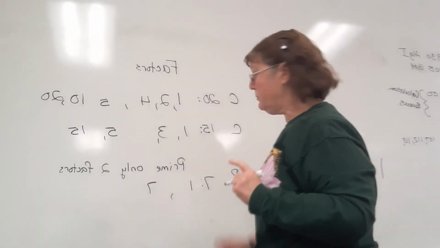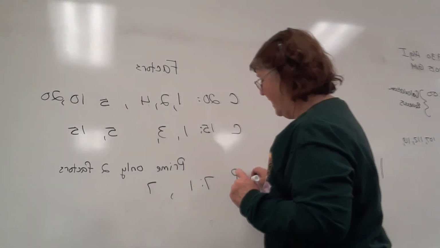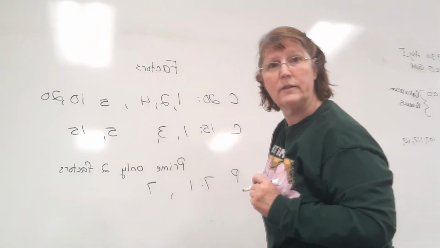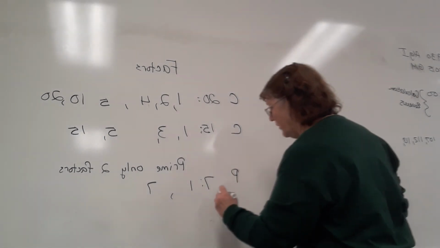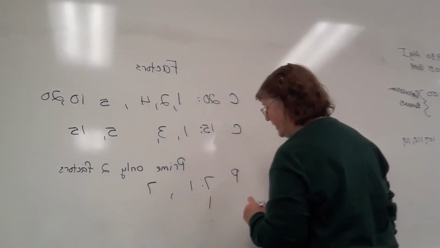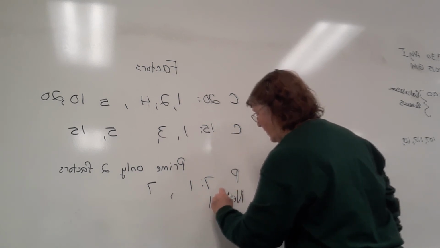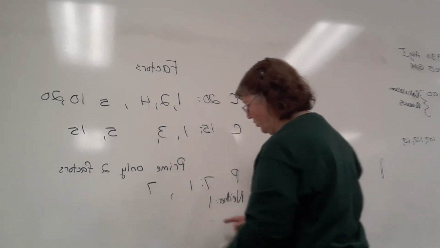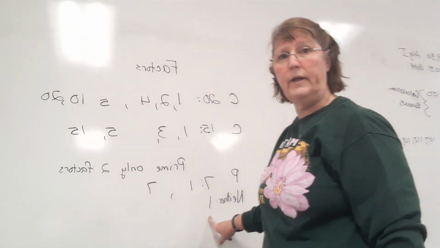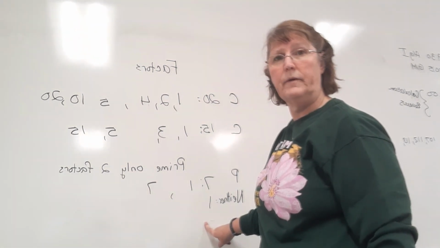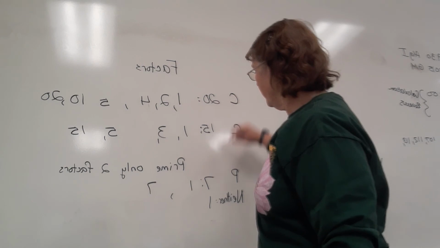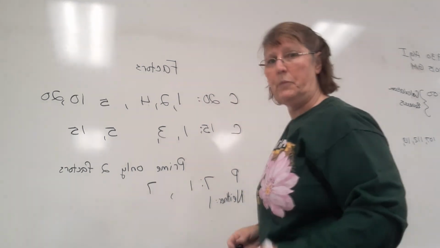Now, there's one exception to prime or composite, and that would be, can you still see down there? Yes. The number 1 is neither prime nor composite because it only has 1 factor. 1 is the only number that goes into 1. Okay? Every number other than 1 is either prime or composite.